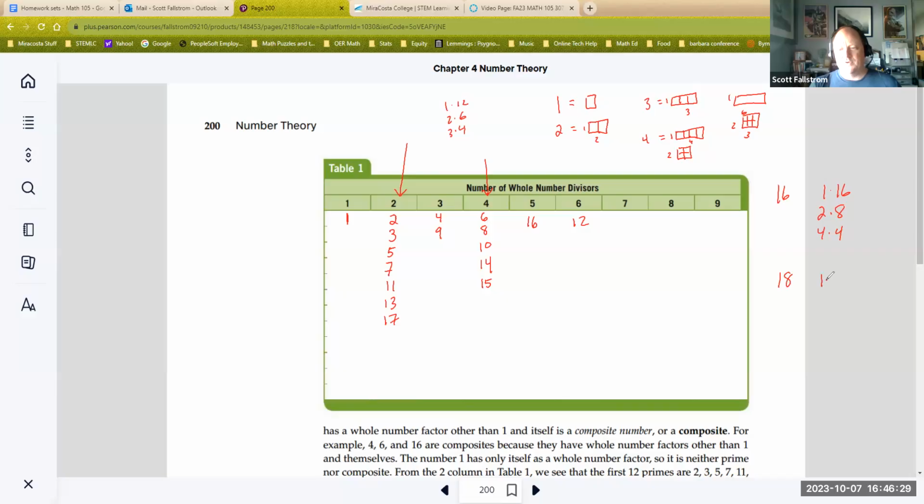18, well, 18's weird, right? 1 times 18, 2 times 9, 3 times 6. Okay, 1, 2, 3, 4. So 6 of them. So that actually goes in column 6. Number 19 is back over here. Number 20, right? 1 times 20, 2 times 10, 4 times 5. Okay, so 6. Got it. So 6 goes over there. 21, 1 times 21 and 3 times 7. So that would go back over here.